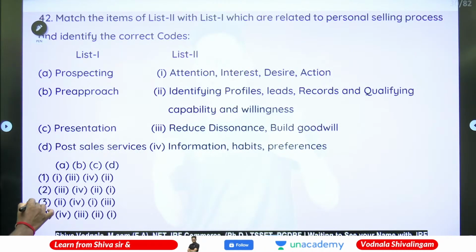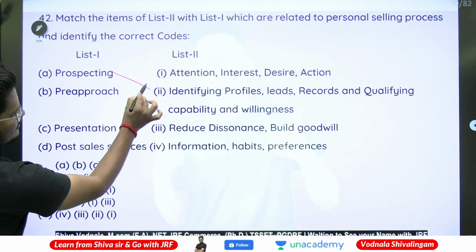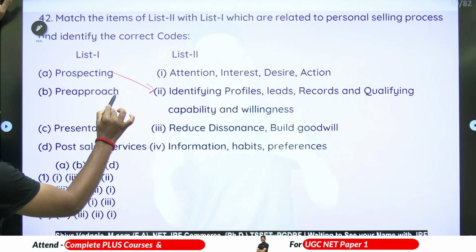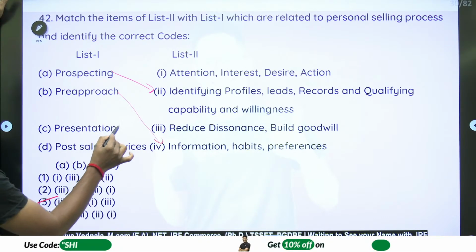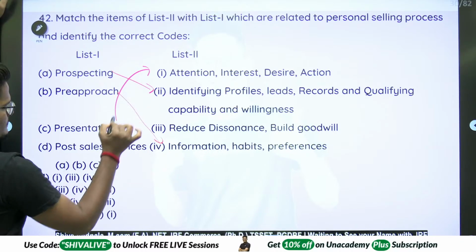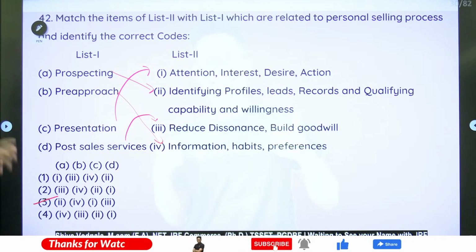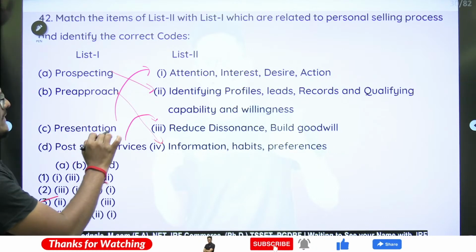Option 3 is the correct answer. That is prospecting is the second one, and pre-approach is the fourth one. Presentation is the first one. Post-sale service is the third one. Let us try to understand actually.